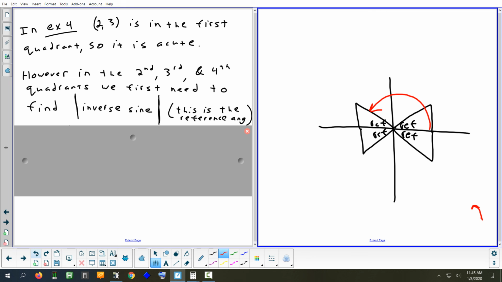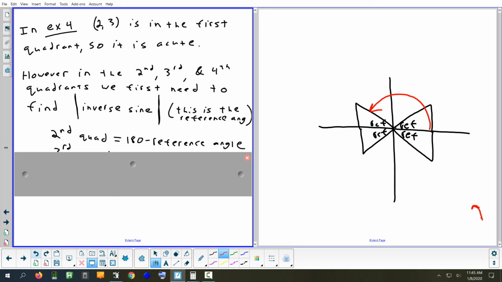And then, where'd you get double it? Oh wait. Just minus from 180, yeah. I was thinking you wanted the angle between the two. Oh, no, I got you. So, if you're in the second quadrant and you find the reference angle by taking the absolute value of the inverse sine, you subtract it from 180. That's how you get that answer in the second quadrant.